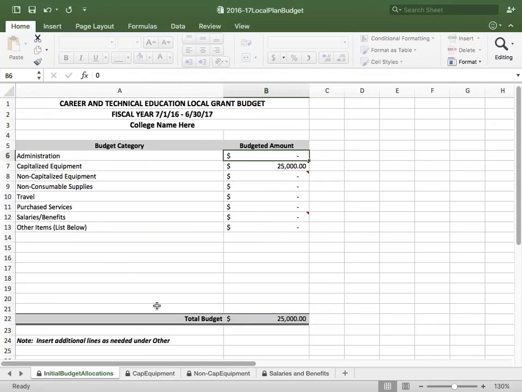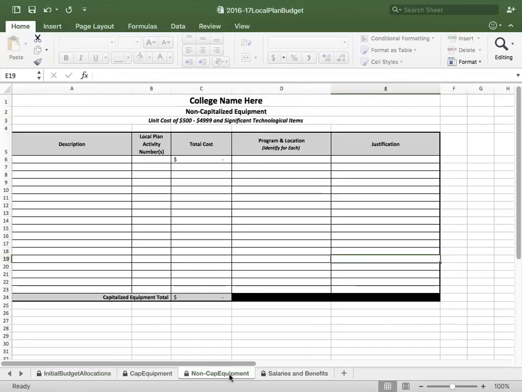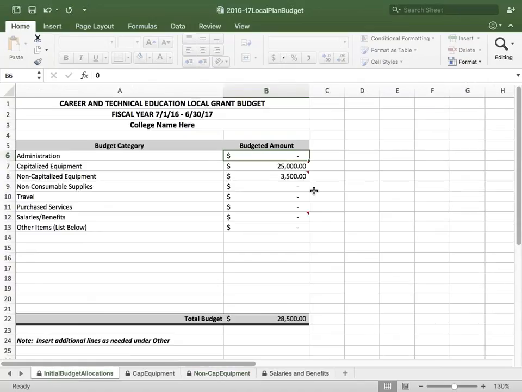So then we come into non-capitalized equipment and/or significant technology items. So if you go and buy a tablet or a Chromebook that's less than $500, even though it doesn't fall between this amount, you still have to list that per our regulations. And so this form is identical to the other: local plan number, the cost, and once again, if you put in the amount, you'll give us the location and the justification for it. And once again, that figure comes over to our spreadsheet here.